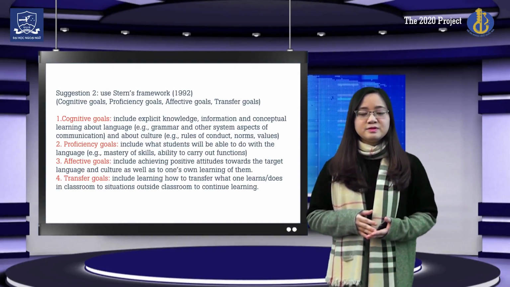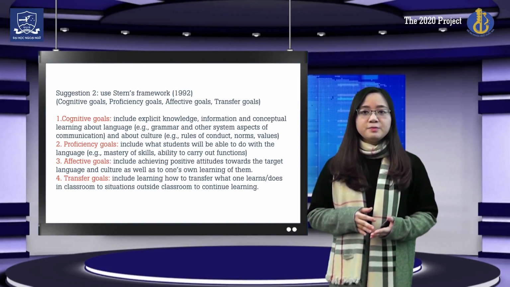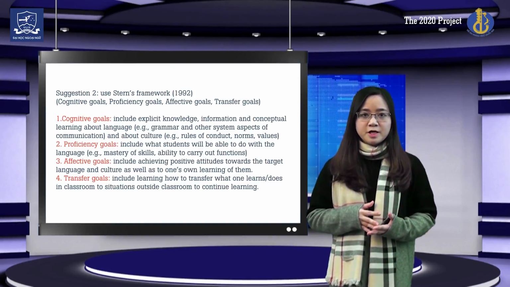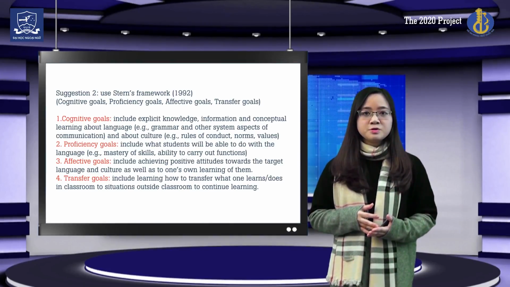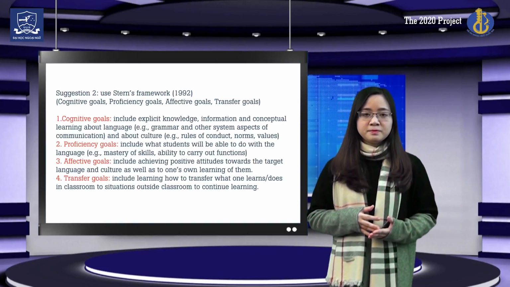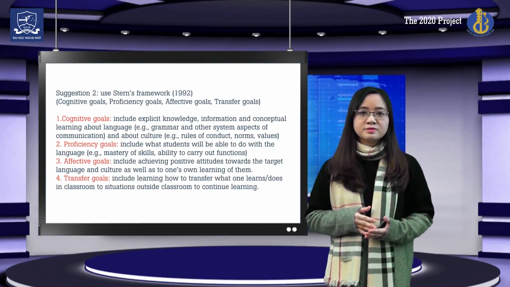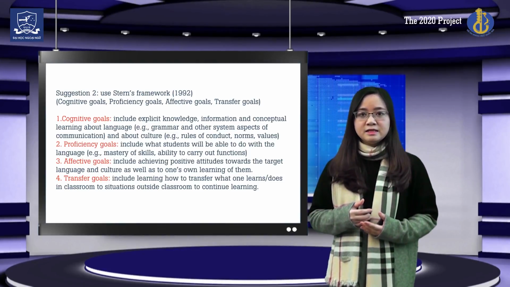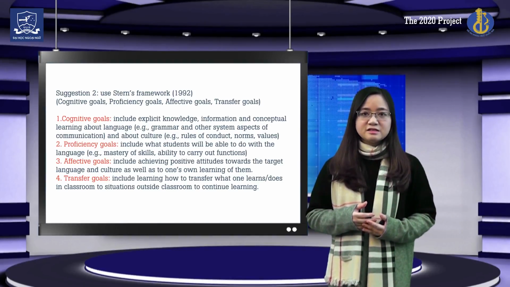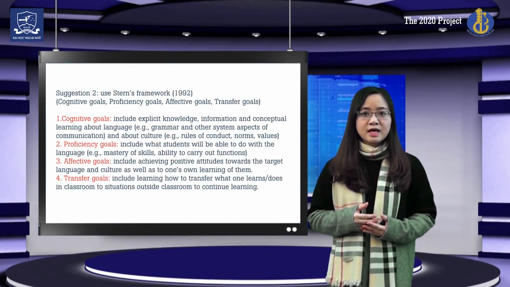Stern in 1992 has a similar framework for setting goals. He proposes the following categories. Cognitive means this goal includes explicit knowledge, information, and conceptual learning about language, which can be grammar and other systematic aspects of communication, and about culture, that is the rules of conduct, norms, and values. Proficiency includes what the student will be able to do with the language, like the mastery of skill or the ability to carry out functions.